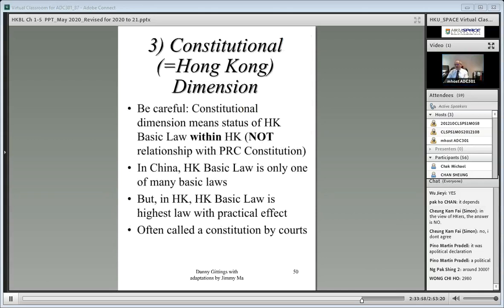Constitutional dimension. We have the constitutional dimension of the Basic Law. What are you talking about? Well, it means the status of the Hong Kong Basic Law within Hong Kong. Within Hong Kong, we say yes, but it is not the relationship between the Constitution and the PRC. In China, the Hong Kong Basic Law is only one of the many basic laws, but in Hong Kong, the Basic Law is the highest law with practical effect.